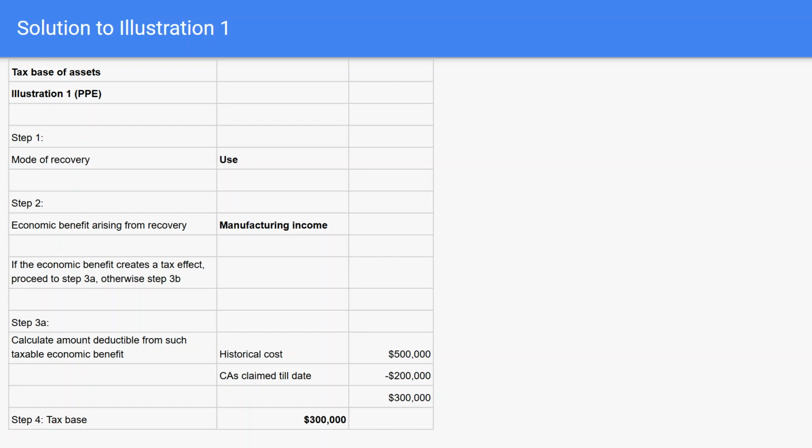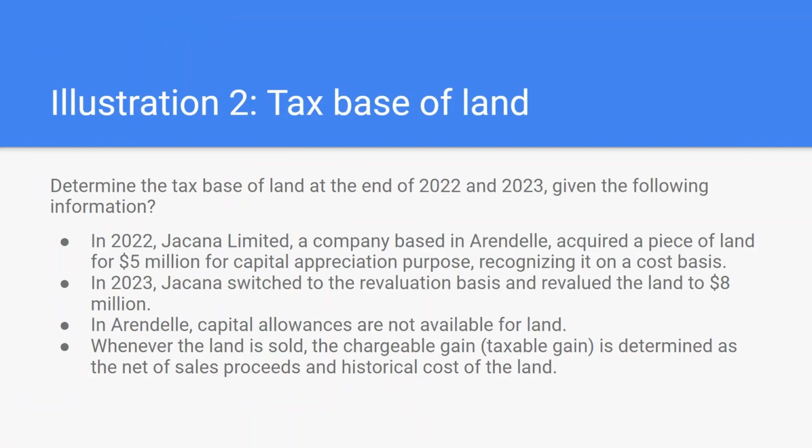And when you go to step 4, it says your tax base is equal to the amount you determine in step 3A or in step 3B. And in this case, we don't have 3B, so it's just 3A, and that's it. That's pretty much what it is.